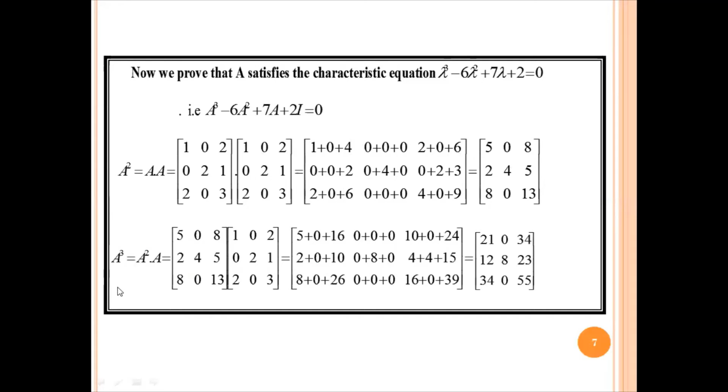Similarly, find out A cube. A cube can be written as A square into A. Already we got A square here. A square into A, that is again multiplying these two matrices. First row: 5 into 1, 0 into 0, 8 into 2, that is the first element of the first row. And 5 into 0, 0 into 2, 8 into 0, again 0. 5 into 2, 0 into 1, 8 into 3, the third element. So after simplification, we'll get the matrix of A cube, right?